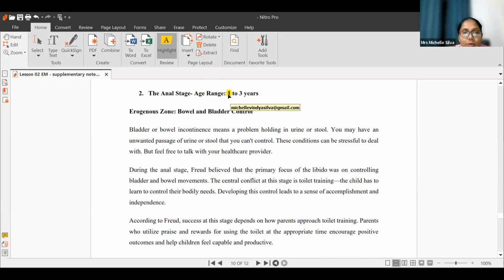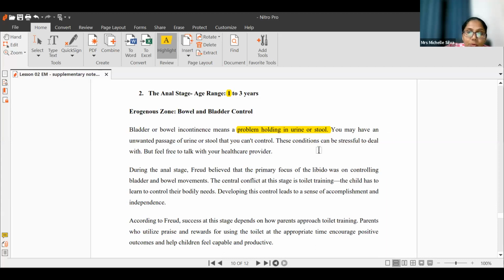During this stage, there is bladder and bowel incontinence, meaning a problem holding in urine and stool. Stool means poop. During that period they don't yet know how to hold in their urine and stool. So adults push them to release their urine and stool, but they never give it. That's why, as adults, we should not ask them to release urine and stool as soon as they can, because if we do so, we cannot teach them generosity.